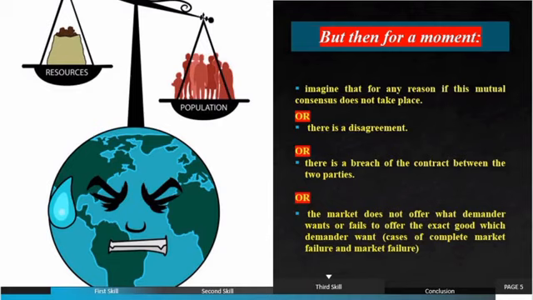place, or there is a disagreement, or there is a breach of the contract between the two parties, or the market does not offer what the demander wants or fails to offer the exact good which the demander wants. These are cases of complete market failure and market failure.